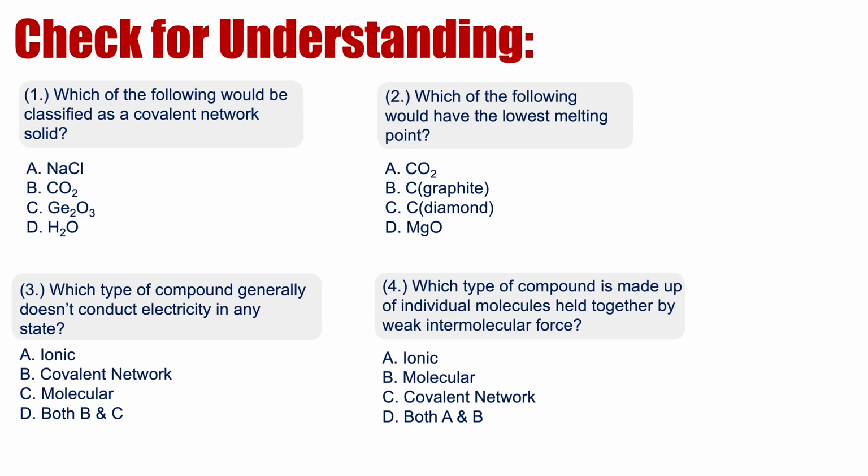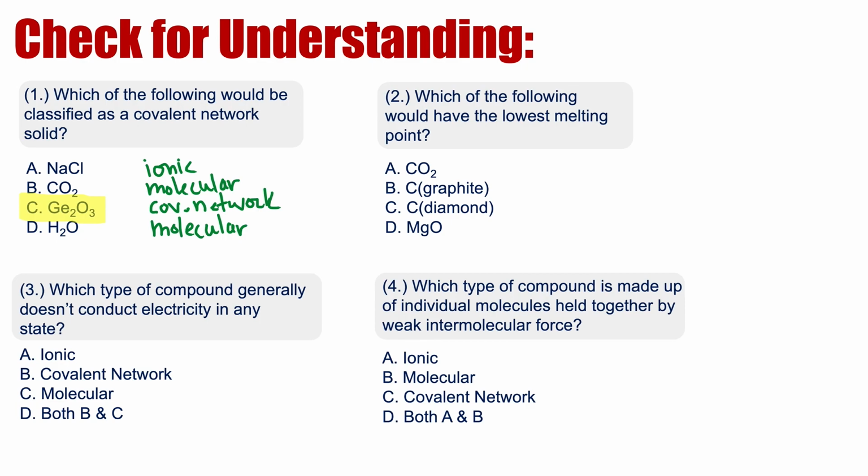All right, so answer the following 4 check for understanding questions. For number 1, it says which of the following would be classified as a covalent network solid. What I would do is next to each option, write what it is. So first one is sodium chloride, that's ionic, it's a metal nonmetal. The next one is molecular because it's just made up of nonmetals. C is covalent network because it has a metalloid in it. And then D is just made up of nonmetals, so it's molecular.